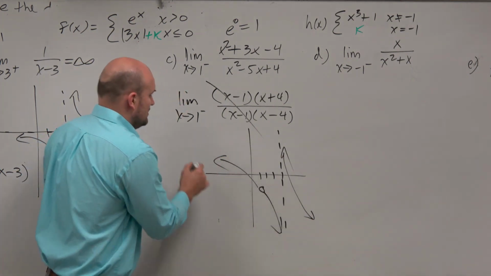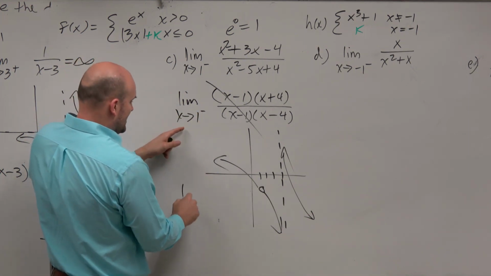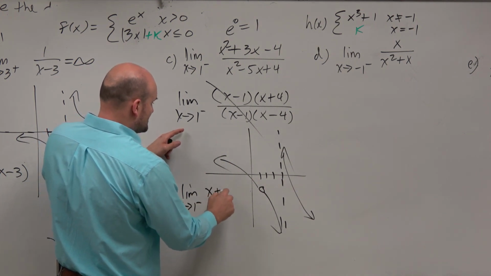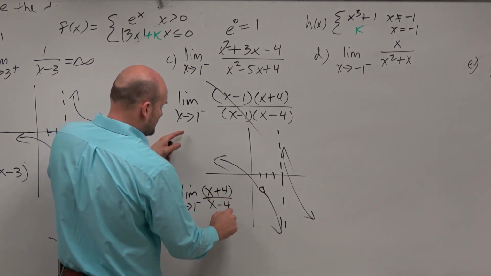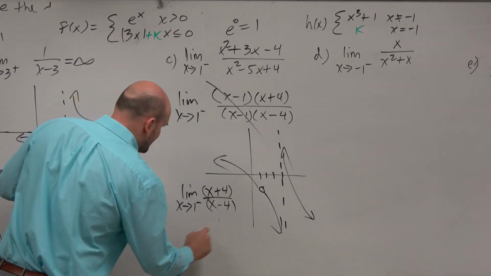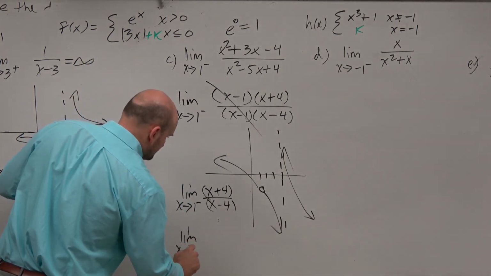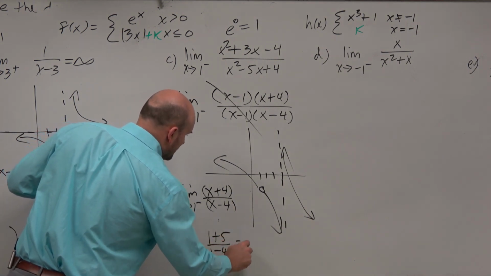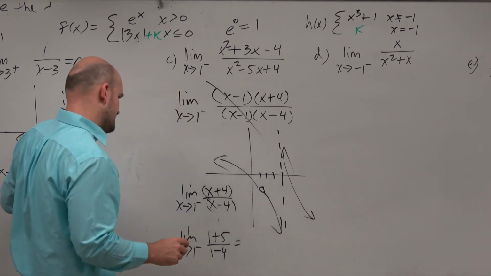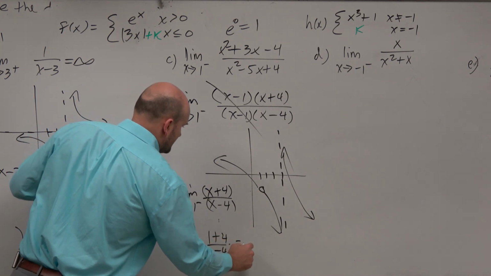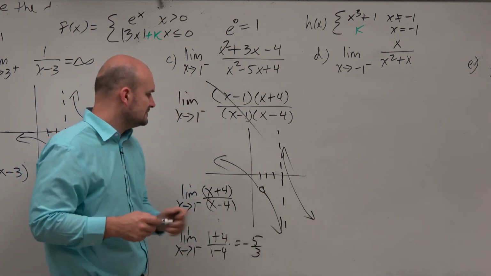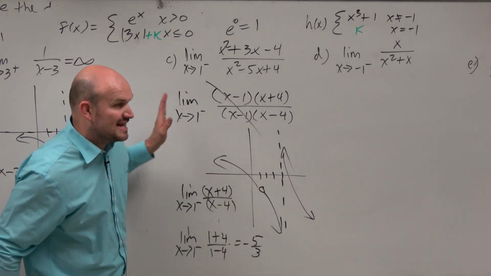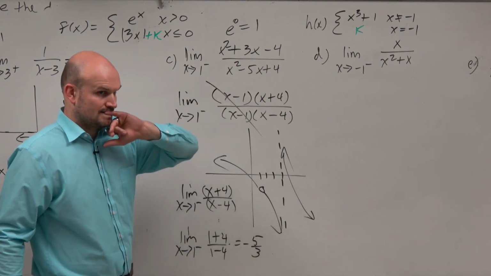I don't really care about the limit itself, I just need to figure out what the value of the function is. So if I want to check this left-hand limit at a hole, all I'm going to do is apply direct substitution with (x + 4)/(x - 4). So that's equal to, plugging in 1, (1 + 4)/(1 - 4), which equals negative 5/3. I'm doing the math in my head. So that value is negative 5/3. That's what I am approaching, right? Yeah?